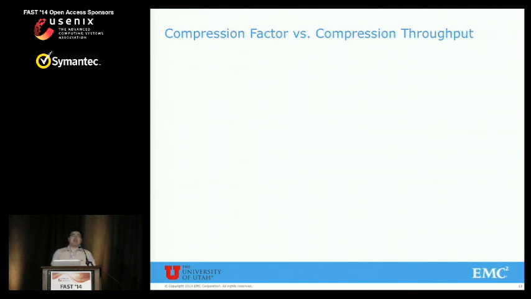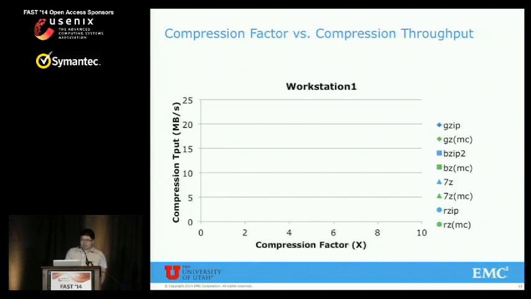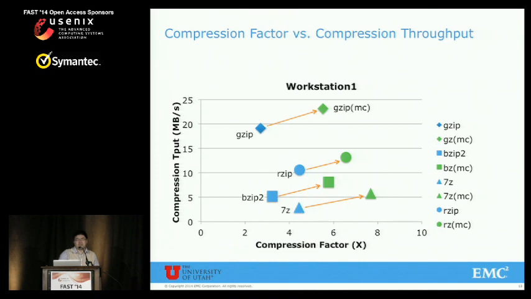Now let's have a look at what we can get when we add migratory compression to standard compressors. So the figure here shows results for the workstation one data set. The horizontal direction shows the compression factor. The vertical direction shows throughput. So if we run standard gzip, we get about 20 megabytes per second and a 2x compression factor. Then if we add migratory compression to gzip, both compression factor and throughput are improved. And the same applies for the other three compressors.